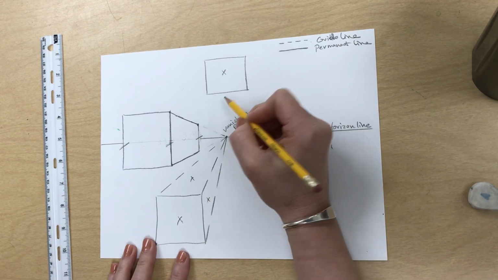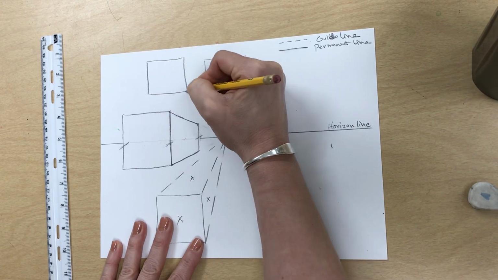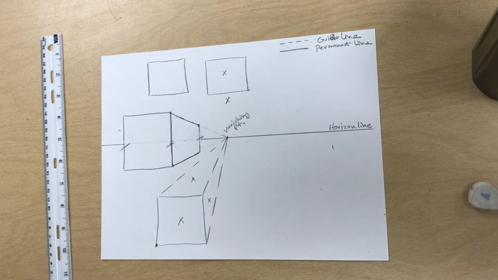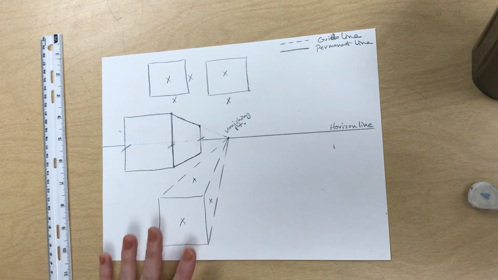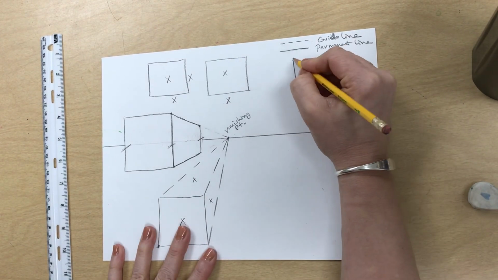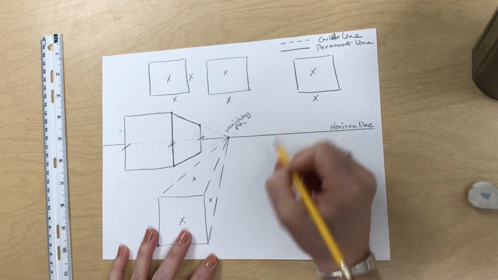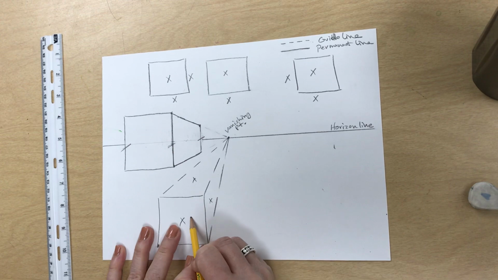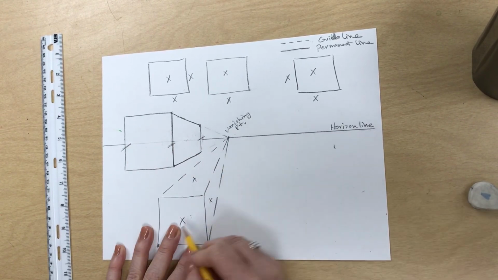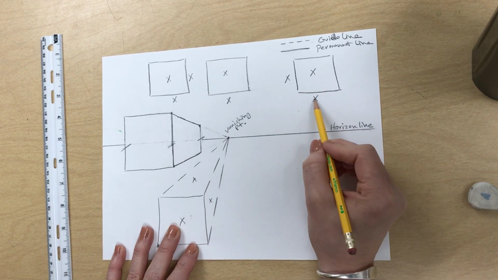If you said the front and the bottom, you are correct. If I were to draw a box over here, what sides would you see? If you said the front, the bottom, and the right-hand side, you are correct. If I were to draw a box over here, what sides would you see? If you said the front, the bottom, and the left-hand side, you would be correct. Now notice down here, my box is below the horizon line, therefore I'm seeing the top of the box. If my box is above the horizon line, I'm seeing the bottom.